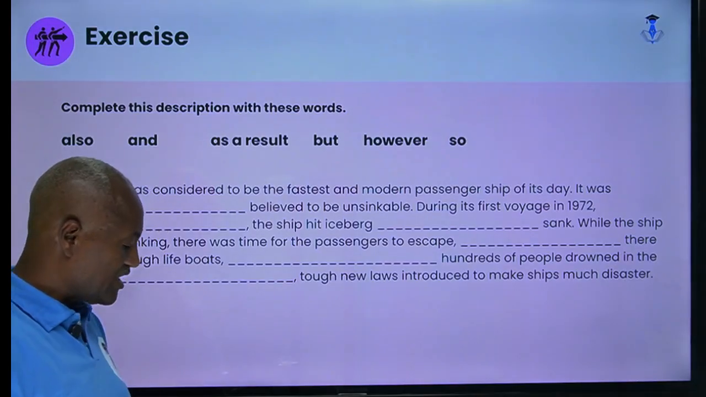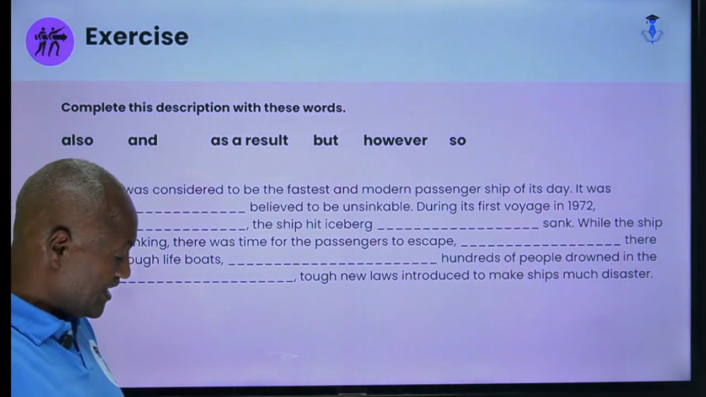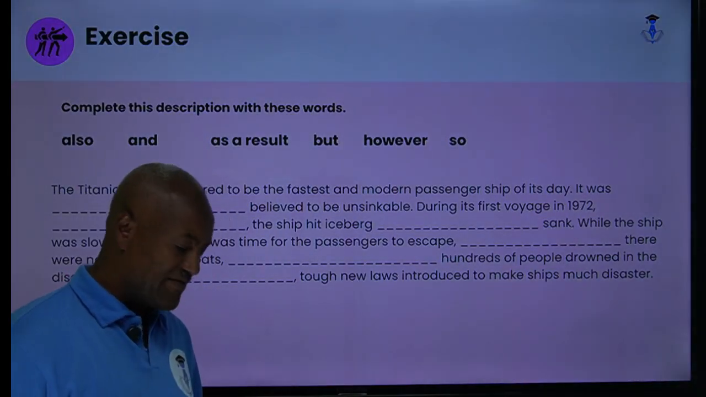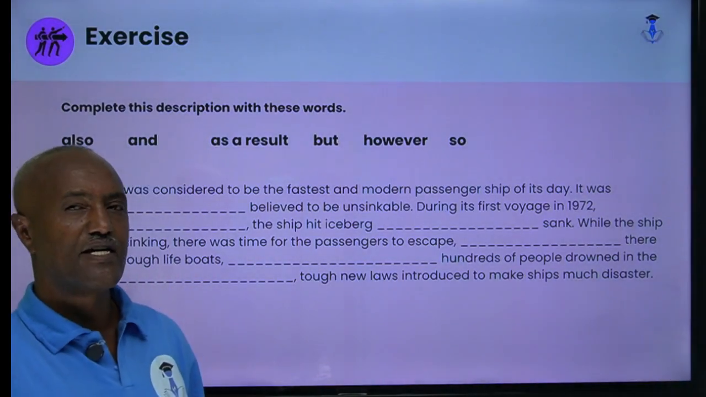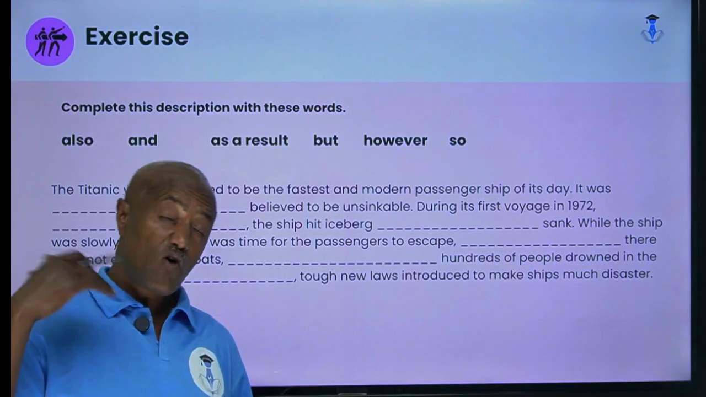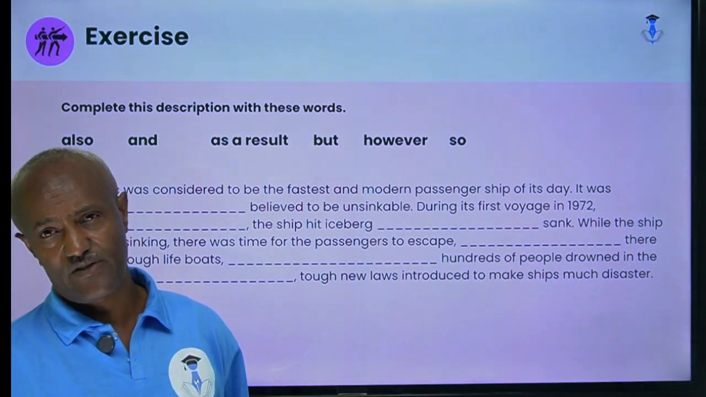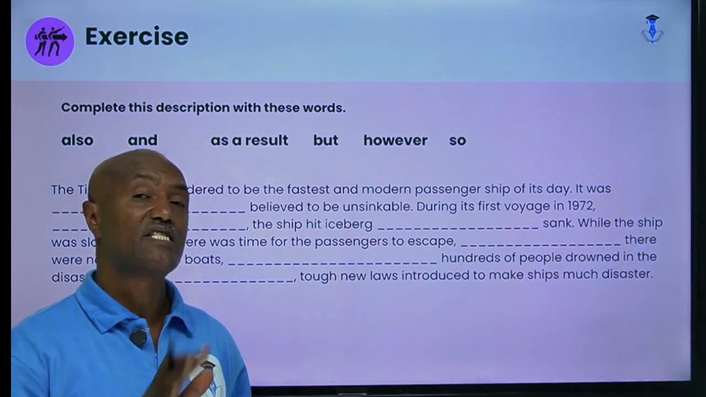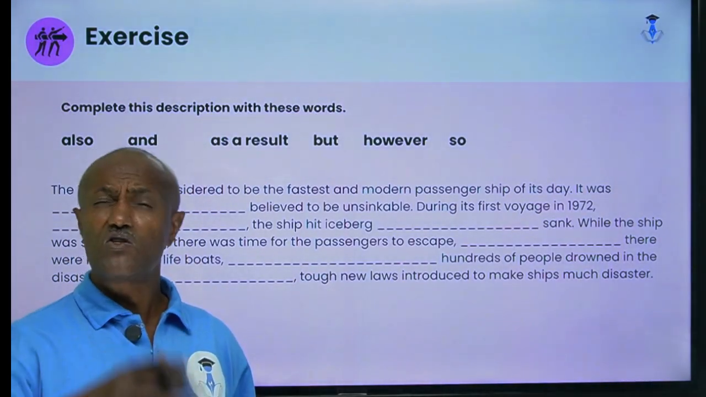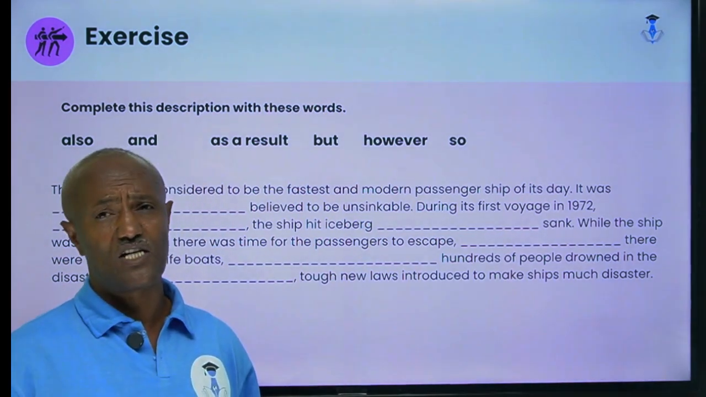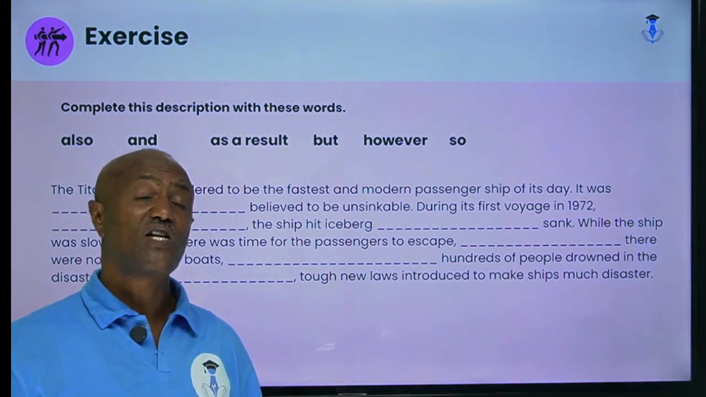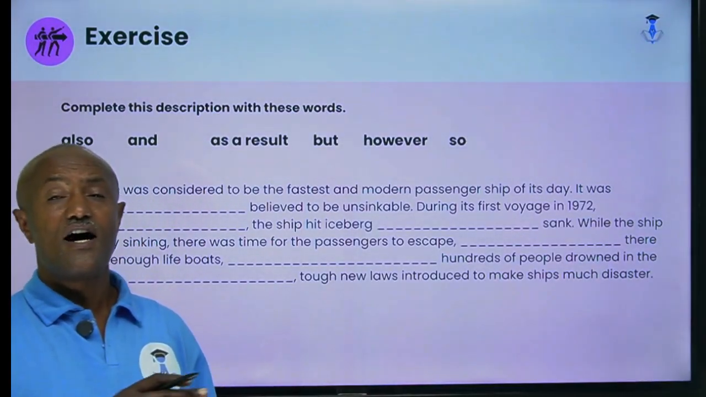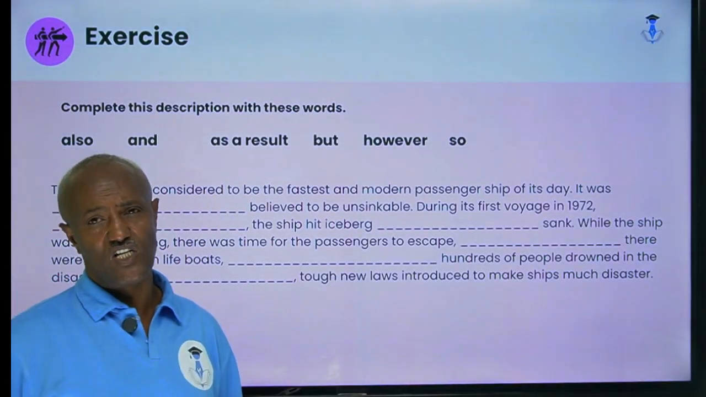complete this description with 3 words. It says with this word is also and as a result, but however, this is additional exercise. Students, when you do more exercise, you will become perfect at this. But only if you are limited with a certain number of exercises, you stop that. Because we do have different types of question, because English is bulky, and the function of this transitional word, they do have different functions.